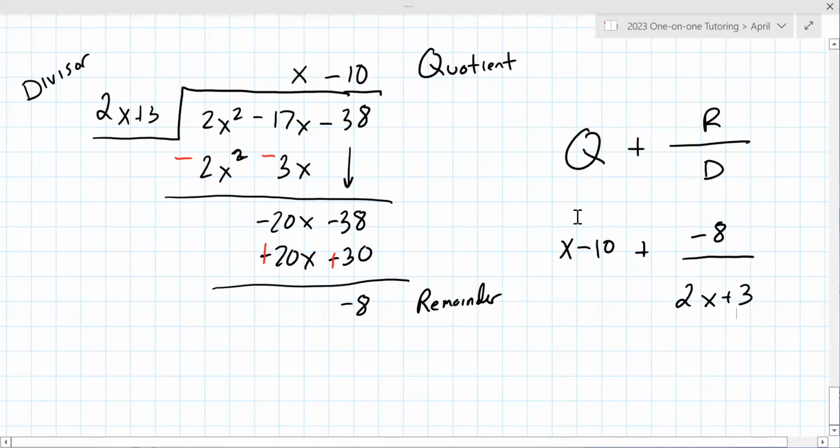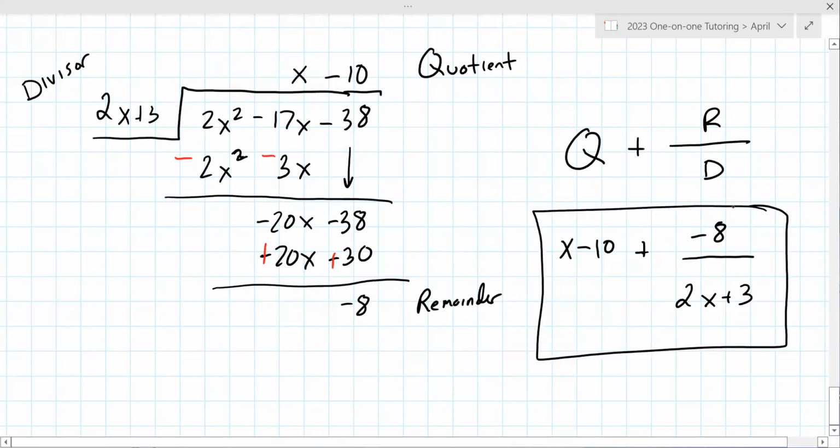So is that how I would write the official answer? Like if they asked me on the test, -8 over 2x plus 3 would be the answer? No, it's the whole thing. x minus 10 plus -8 over 2x plus 3. It's all of it. Oh yeah, that's how the remainder part would be that extra. Yeah, and when it works out perfectly, when the remainder is 0, 0 divided by anything is 0, so it's just the quotient. But most of the time you get a remainder, and it goes over the divisor.